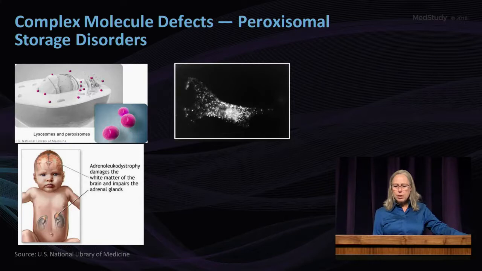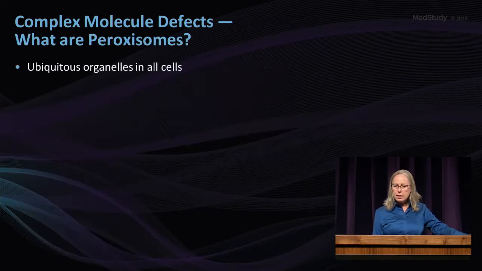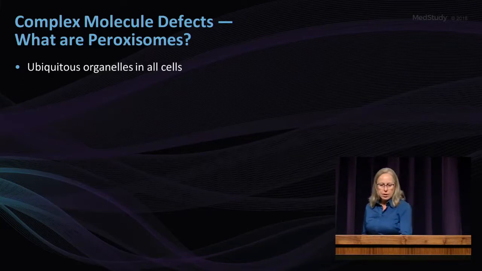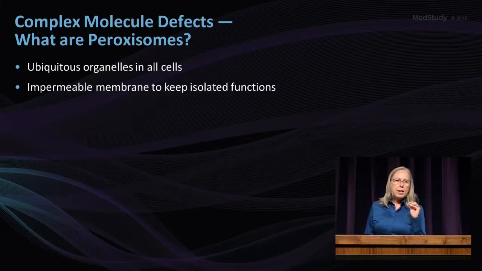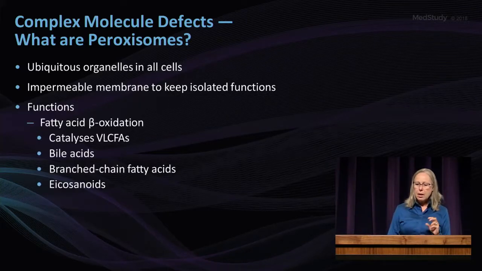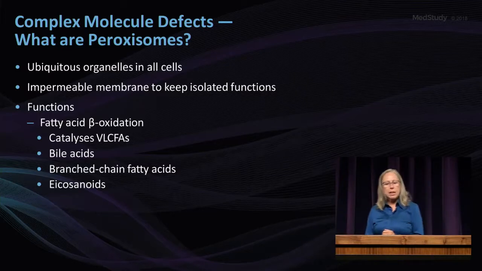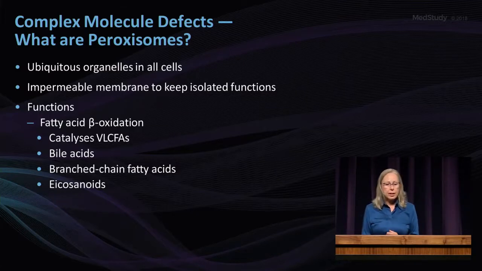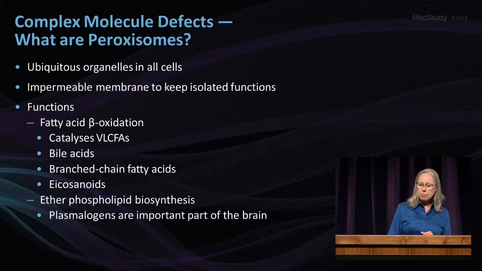All right, on to the peroxisomes. The peroxisomes are another set of organelles in all of our cells. They make an impermeable membrane to keep their functions very isolated because they're going to do some fun things in there. They're going to do fatty acid beta oxidation, so it catalyzes the very long-chain fatty acids, your bile acids, your branched-chain fatty acids, and your eicosanoids.